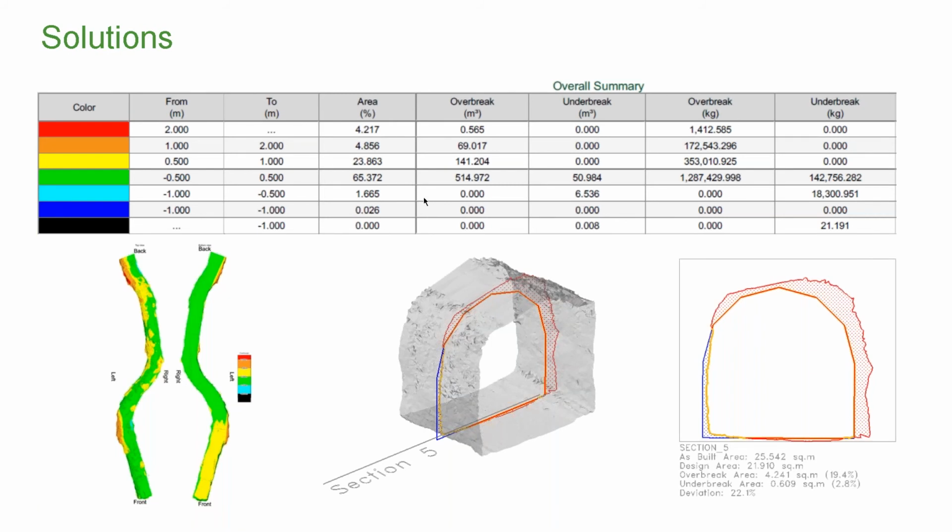Another option is to look at a development drift sectionally. Here, the requirements are a center line, the design, the CMS scanner as-built, and a section interval frequency in order to understand or analyze the individual sections. Here, underbreak is represented in blue and overbreak is represented in red. With this sectional analysis, we're able to understand that the deviation is about 22% for section 5.